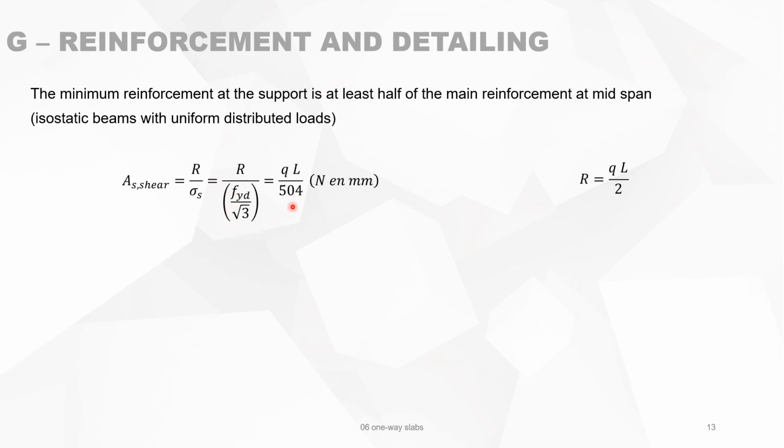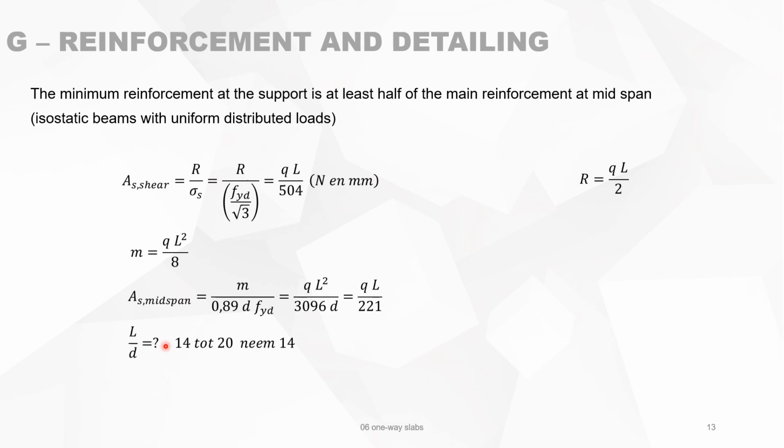And if you take the units Newton and millimeter, you have this formula. So the required shear reinforcement is uniform distributed load times the span divided by 504. The maximum bending moment is QL squared over 8. The reinforcement in bending in the middle of the span due to the maximum bending moment is then, if you rearrange the terms, equal to QL over 221.